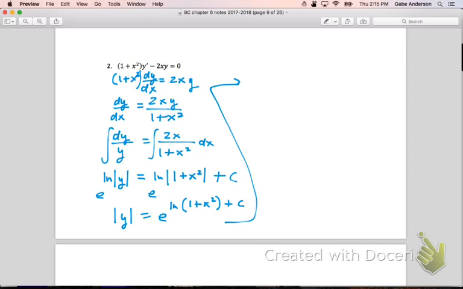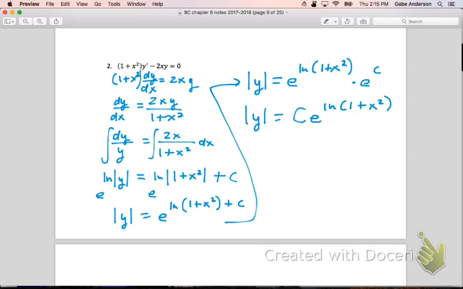If you wanted to, you could do a little bit of work with the exponent on the right. You could say absolute value of y equals e to the ln of 1 plus x squared times e to the c. Remember, if you were adding your exponents, you're really multiplying your bases. Well, e to the c is just some other c, so we could do this. Then, of course, the truth is that e to the ln of 1 plus x squared is just 1 plus x squared, so you could write it as c times 1 plus x squared. No need to do that at this point, but something that you could do.